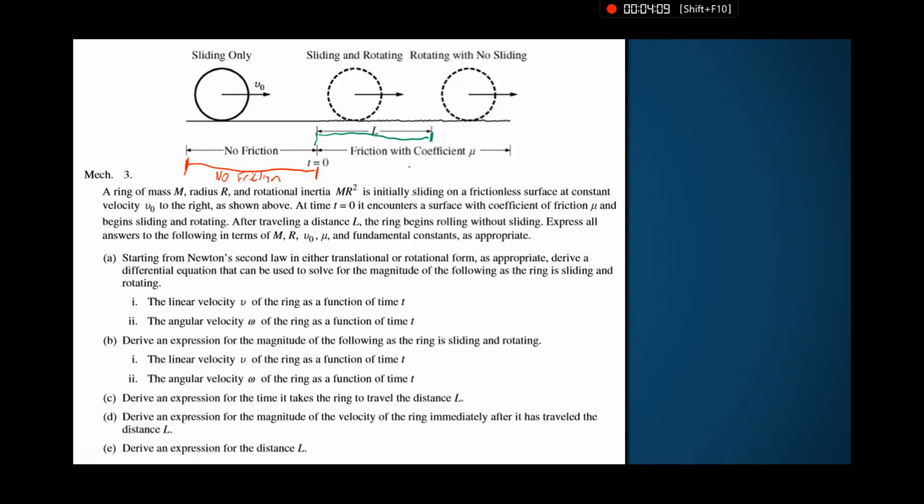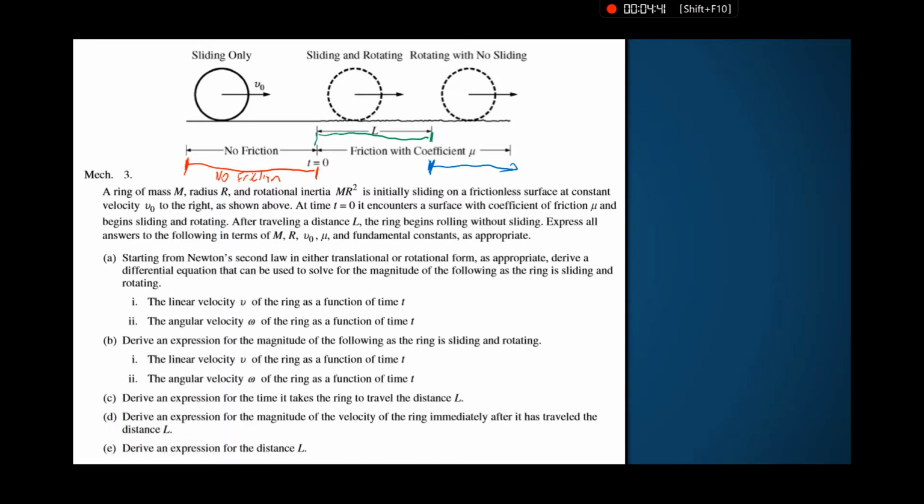Okay, so the first thing they want us to do is to start from Newton's second law in translational or rotational form and derive a differential equation that could be used to solve for the magnitude of the following as we are sliding and rotating. So this is in the green section. The first part, linear velocity as a function of time, and the second part, angular velocity as a function of time. Okay, so they gave us our start point.